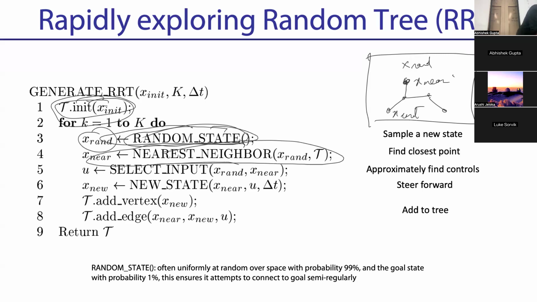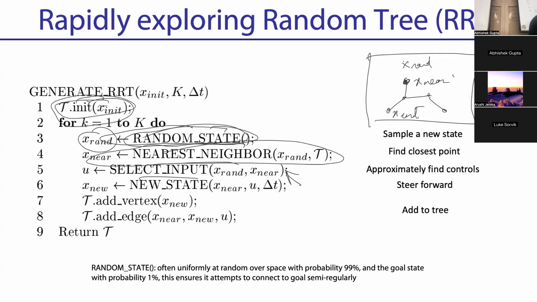Then in step 5, the select input step, you're going to try to find a control that gets you as close as possible from X near to X rand. So X near is something that's already in your tree, and X rand is a point that you randomly sampled in the space. Select input is trying to find a control that takes you from X near to X rand as close as possible. But the reason it's important is that you don't have to solve it exactly. U doesn't need to be an exact solution to the problem. It's just our best possible guess.